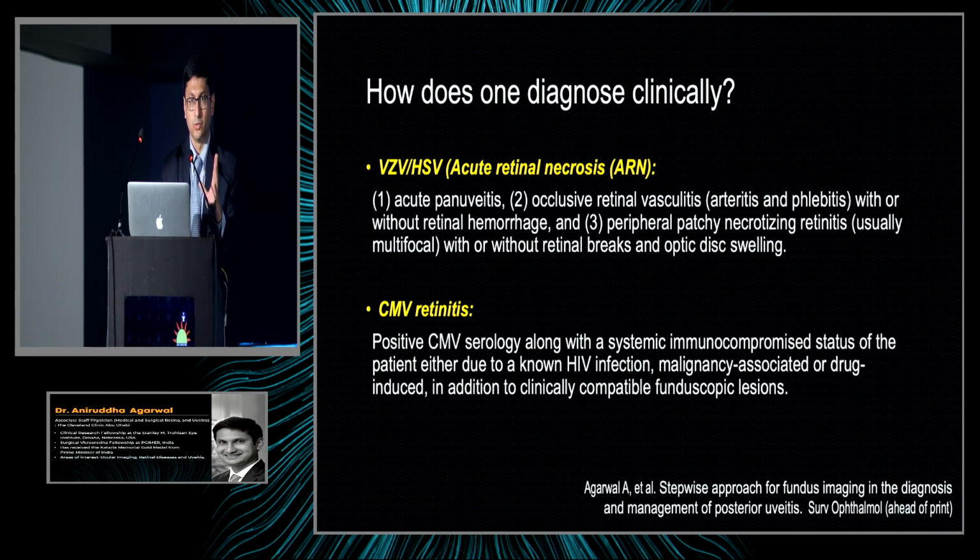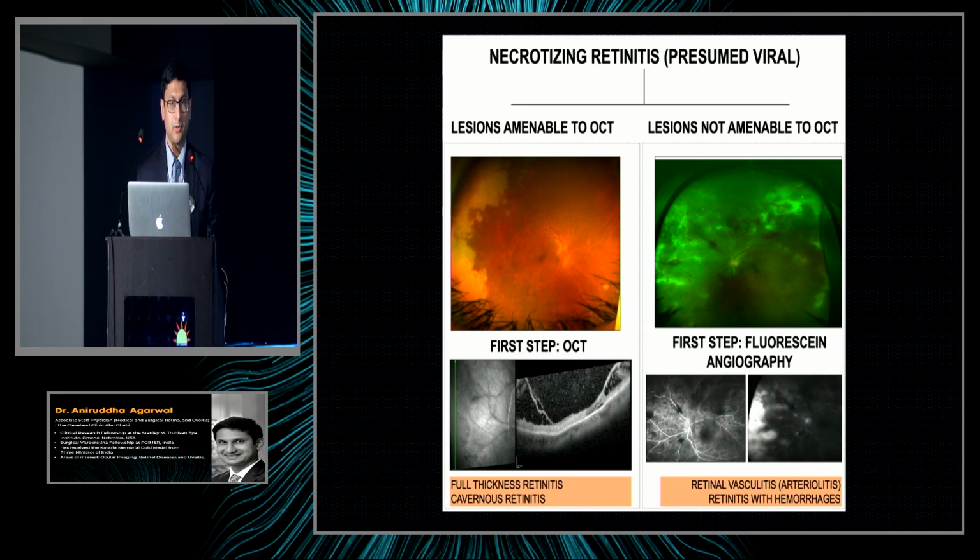So what do you do? When you are in the clinic, you can't expect a lab test to come to you immediately. So you need some help. And this is when you probably rely on some imaging modalities. What I like to do in my patients is, when you have a presumed viral lesion, which is fairly peripheral, if the lesion is not amenable to a good OCT, like Adrian was talking about in the context of tumors, you just do a fluorescein angiography and look at the pattern of vascular involvement. If you have a predominant arteriolitis with retinal hemorrhages, it is quite characteristic of a viral retinitis.